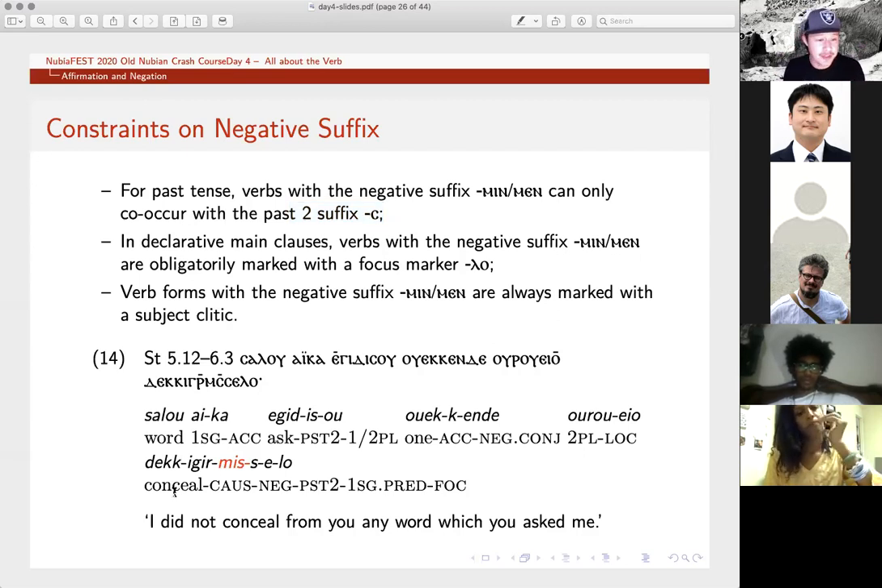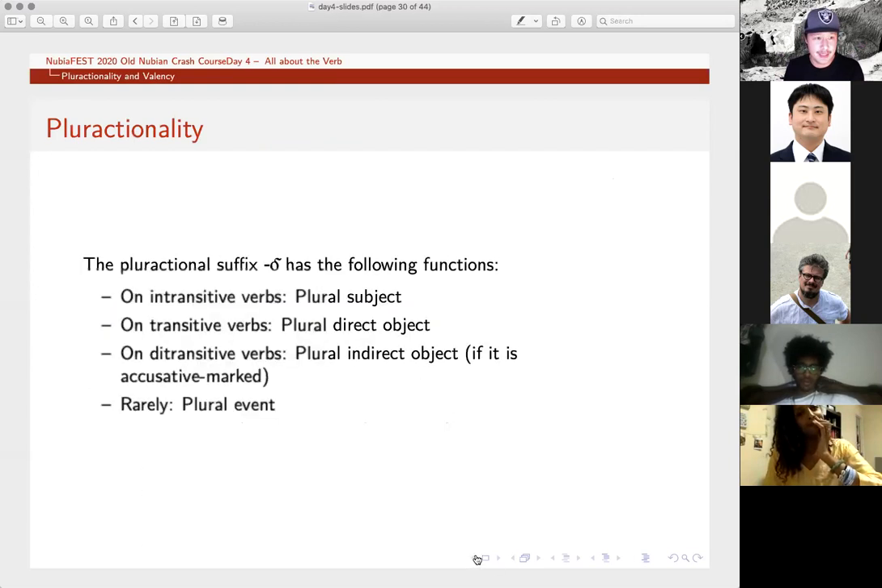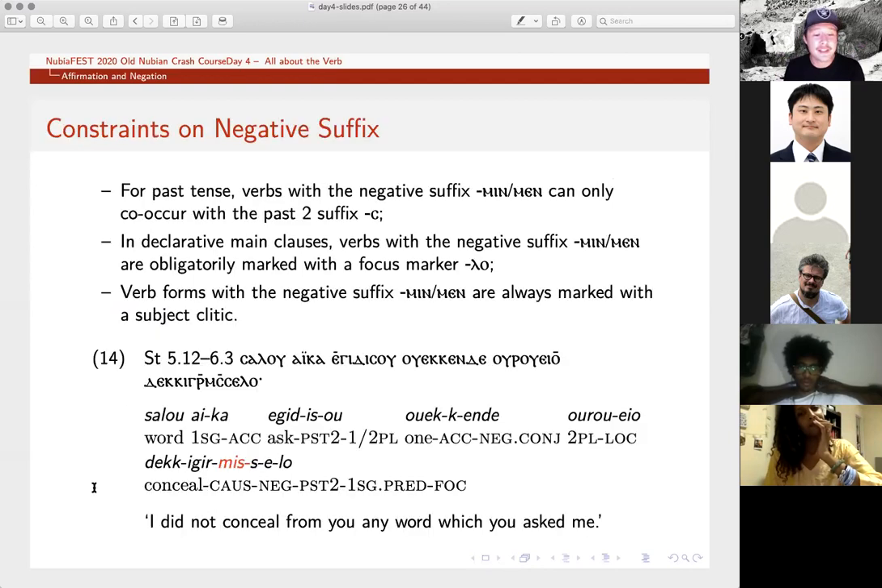And so here we have an example. I did not consume. What happened? I did not conceal from you any word which you asked me. I did not conceal, that's our main verb here. You see it is marked with the predicate marker, which has merged with the subject clitic, so we get this e. We have a past tense, a second past, and our negation marker right here.